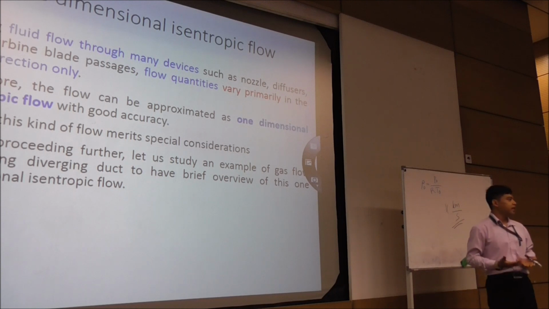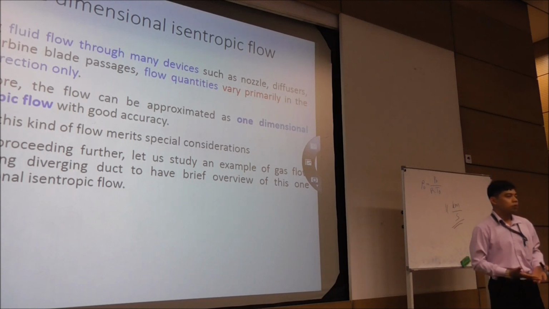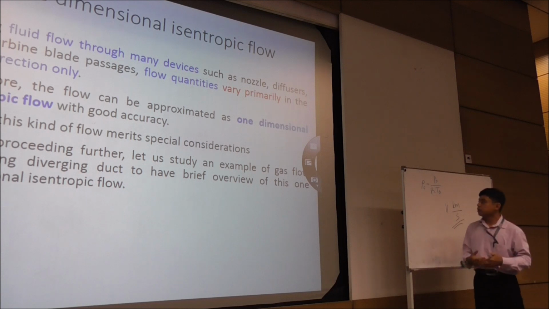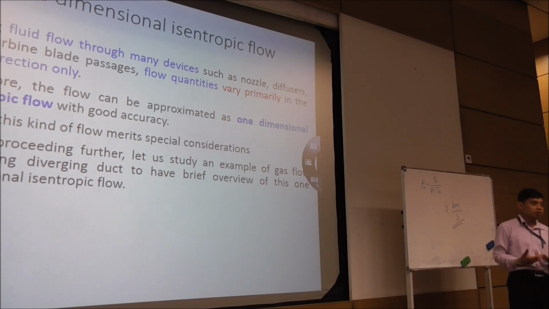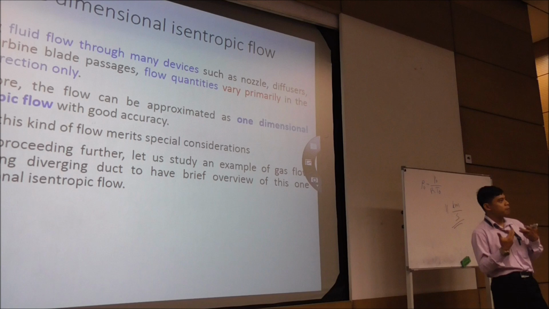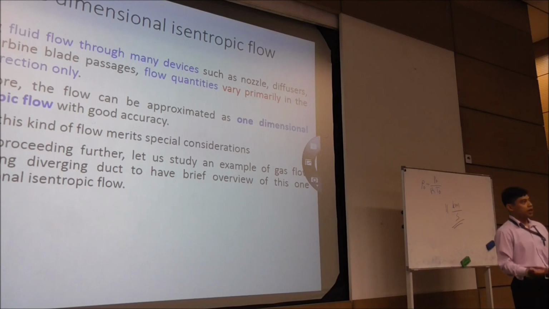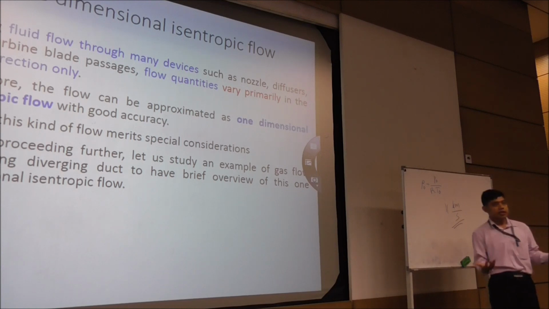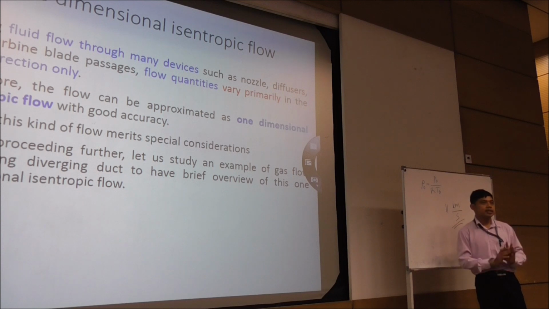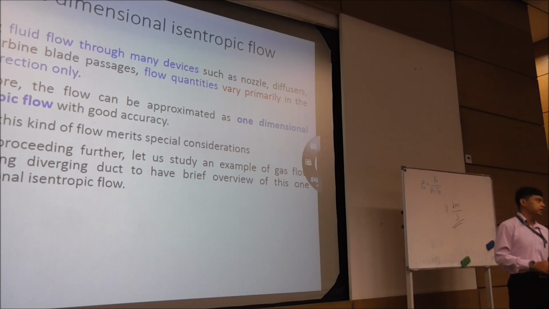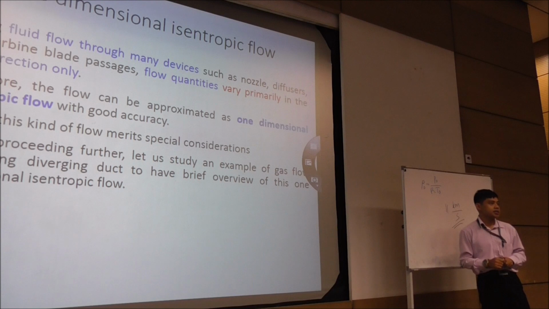Most importantly, isentropic flow. Why is isentropic flow important? Because if the flow is not isentropic, your stagnation properties will change. If your stagnation properties change, you cannot analyze it easily. I mean, you can still analyze it, but it will be more complex.